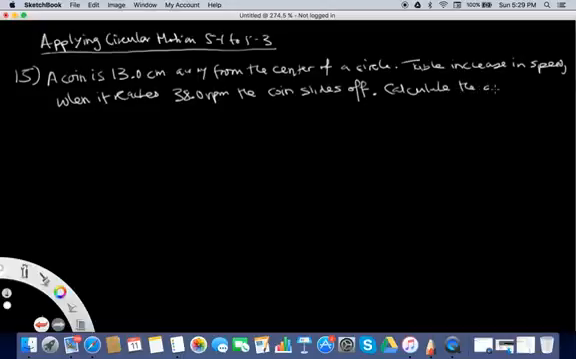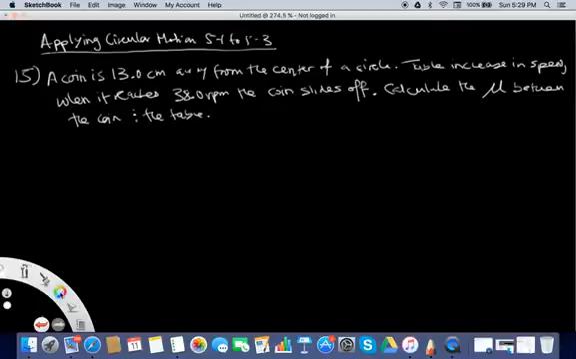So they're asking us to calculate the coefficient, and I probably won't write the whole word. I'll just say mu here because mu is the same thing as coefficient of friction. So calculate the coefficient of friction between the coin and the table. All right.